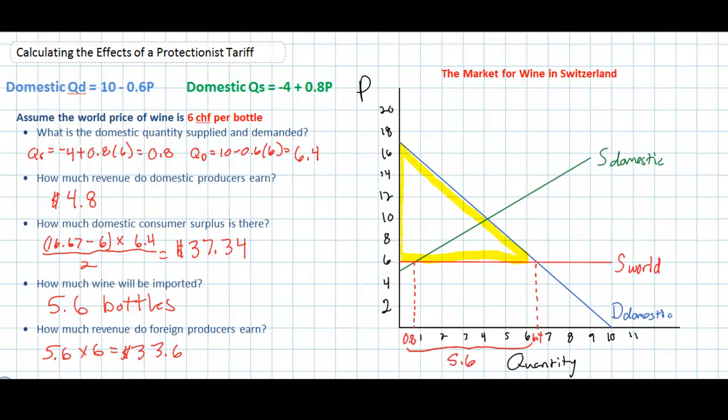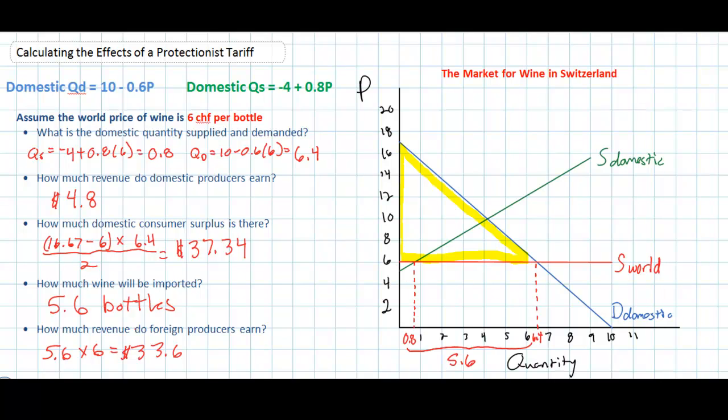We have just completed a quantitative analysis of the effect of free trade on the market for wine in Switzerland. We can see that the quantity supplied under free trade is much less than it would be without free trade. Without free trade, we could have calculated the domestic quantity supplied and demanded, which would have been found at the intersection of domestic supply and domestic demand. However, with free trade, only 0.8 bottles of wine will be produced by Swiss wine producers, but 5.6 will be imported for a total quantity of wine consumption of 6.4.